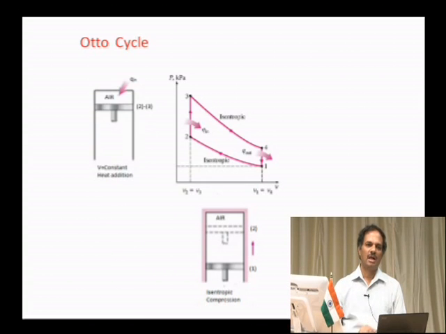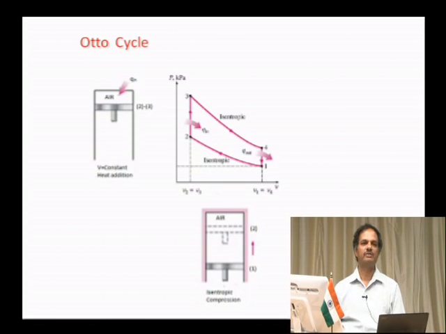Then 2 3 is the constant volume heat addition process. So, this Otto cycle is also called the constant volume cycle because heat is added at constant volume. You can see here heat is added with the help of a spark produced by the spark plug when the piston is at the top dead center. So, after compression, the heat is added by burning the fuel with the help of a spark produced by the spark plug.